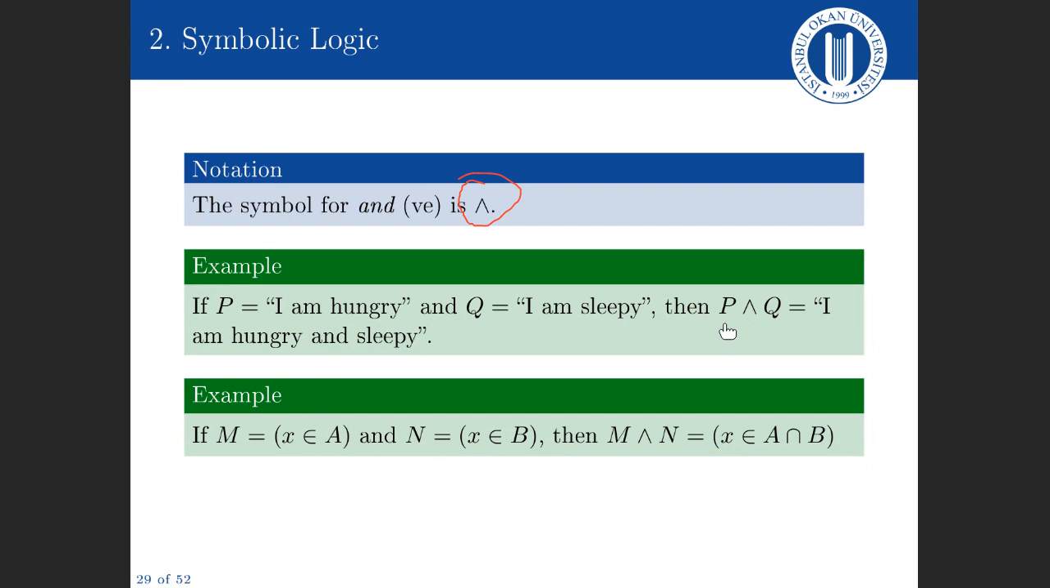Or another example, if M is the proposition X is in the set A and N is the proposition X is in the set B, the proposition M and N means X is in A intersection B.